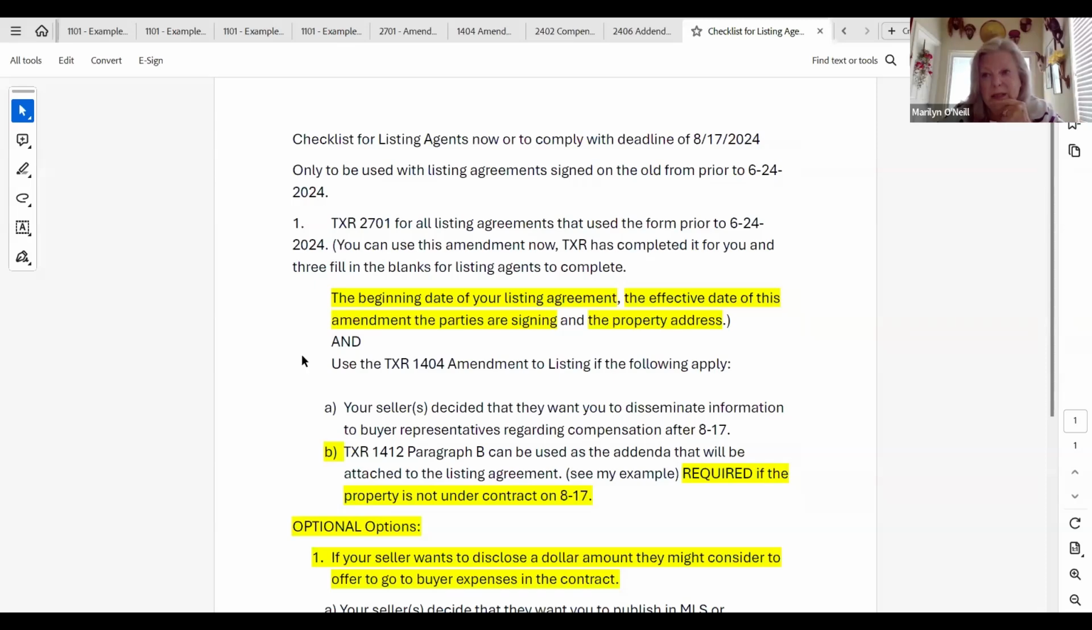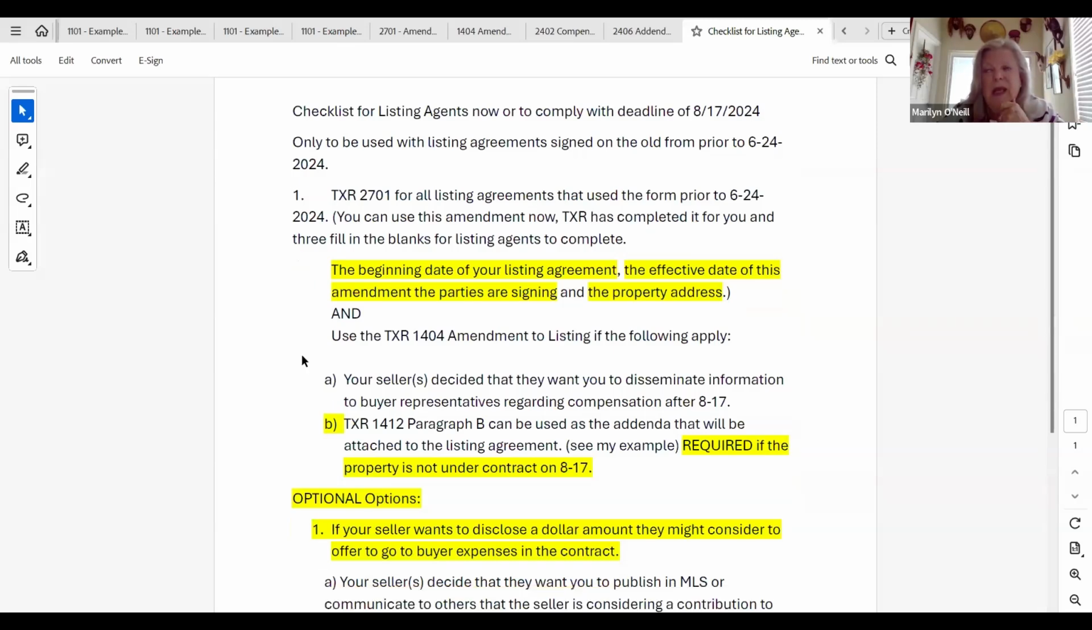is do an amendment to the listing. And why would that be? If your listing is not under contract on August 17th, compensation has gone away in MLS. And you could not tell a buyer agent who calls and says, will you cooperate and compensate buyer's brokerage fees? You couldn't say it unless you had permission from your sellers. Because our old agreements gave us permission because we put it in MLS, right? But when it's stripped, it's no longer in MLS, and you have to have a written permission from your sellers to be able to tell a buyer agent representative if there's any compensation that you will share.